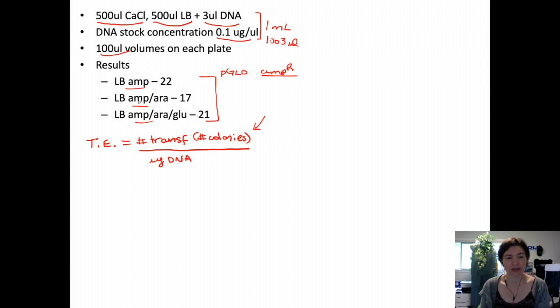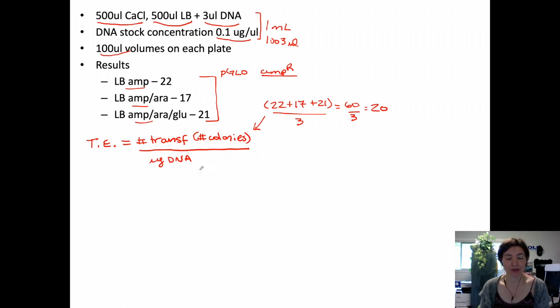Since all of these plates are asking the same question in terms of did you get the plasmid, we can average them. So this top part is going to be the average of these plates, which is 20. Okay? So we have the first part. Now we need this part.